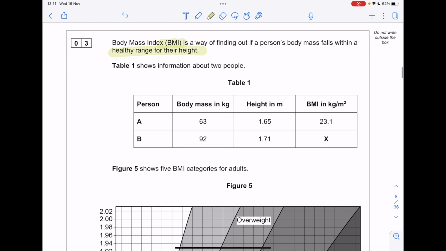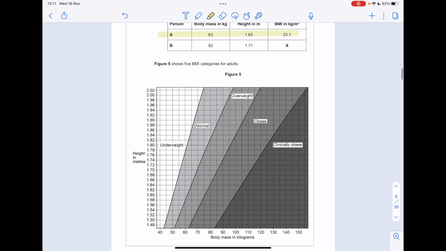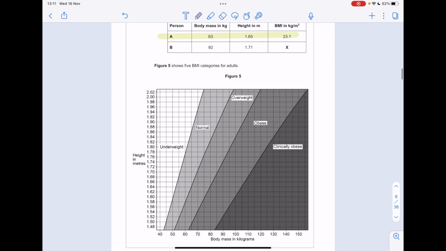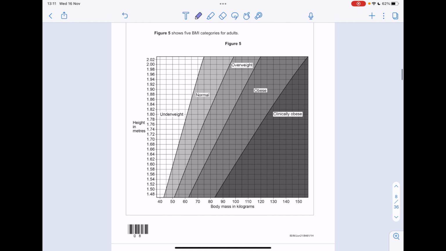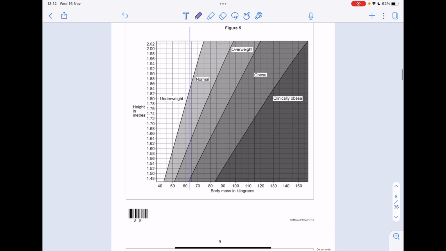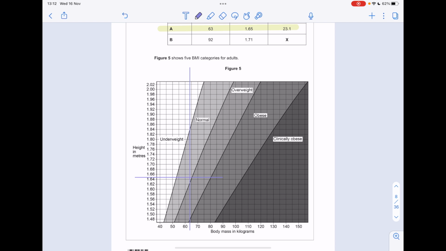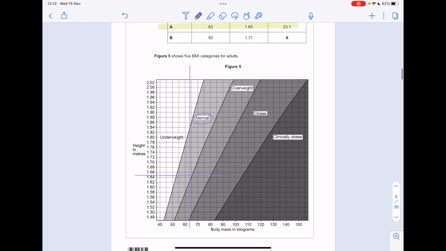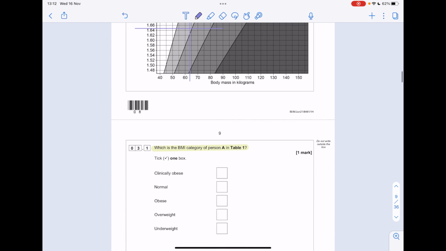Let's make sure we're looking at the right row. So we know that their body mass is 63. So we need to go up here. And we know that the height is 1.65. And just look for where that crosses over. It's in this light grey section, so we're going to say normal.